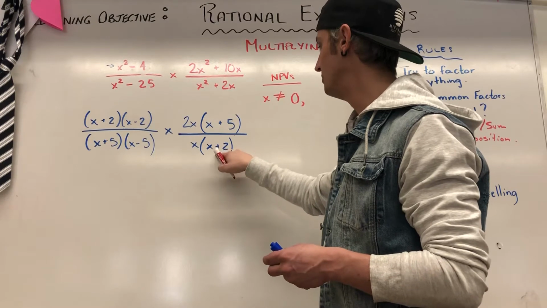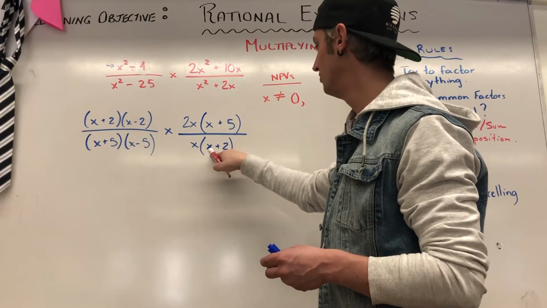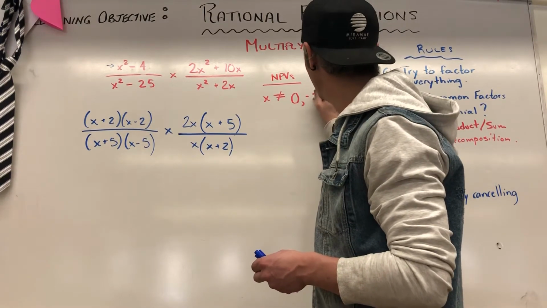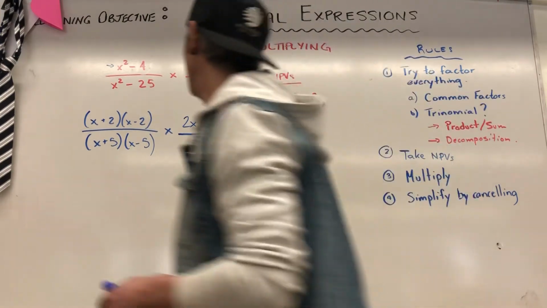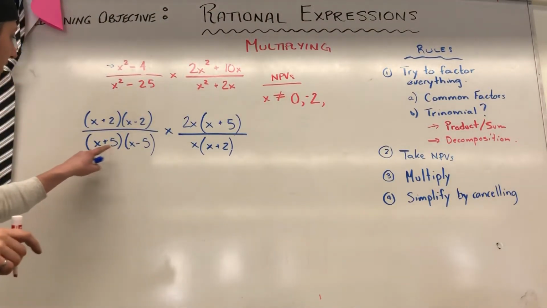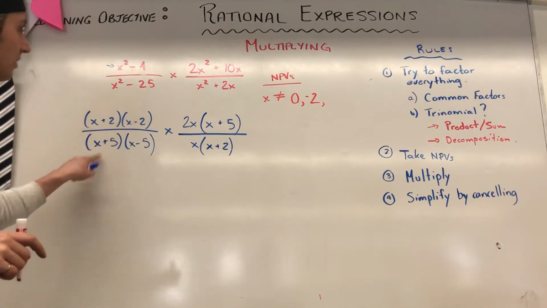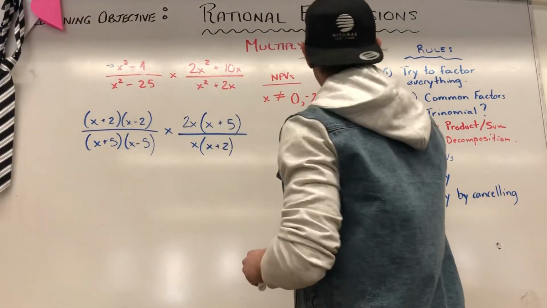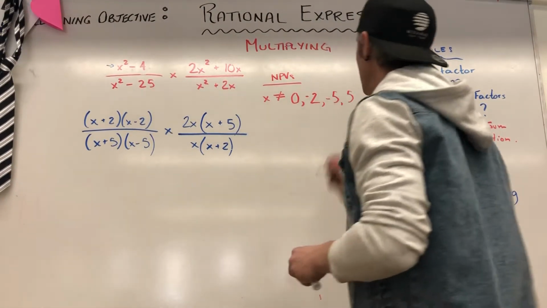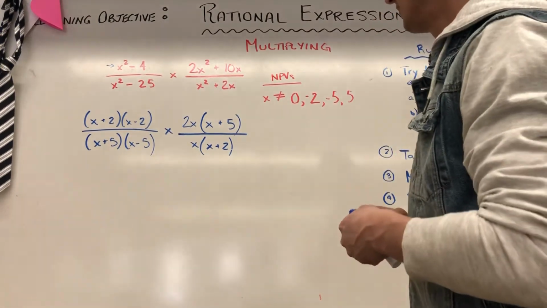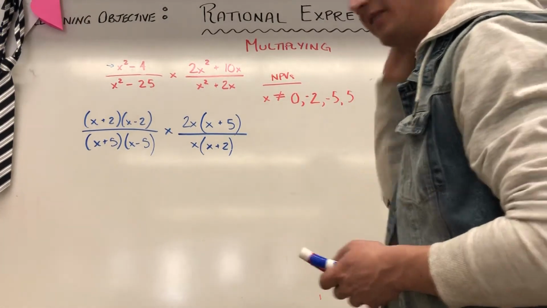Negative 2 plus 2 will make 0, and then negative 2 times 0. So it can't be negative 2, because that will make this 0. And then if I have negative 5 or positive 5, that will make the bottom here 0 as well. So those are my NPVs. And that's pretty much the bulk of it.